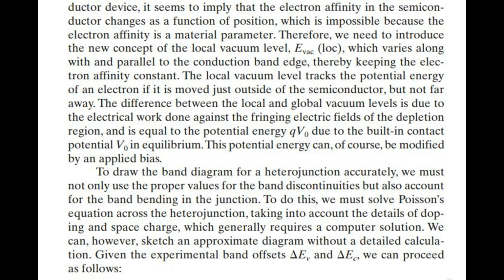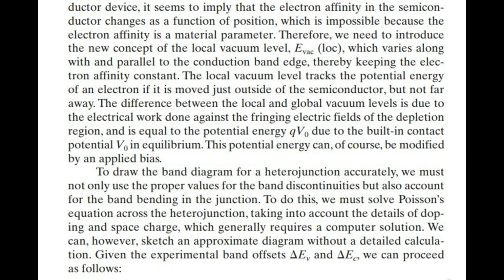This potential energy can, of course, be modified by an applied bias. To draw the band diagram for a heterojunction accurately, we must not only use the proper values for the band discontinuities but also account for the band bending in the junction. To do this, we must solve Poisson's equation across the heterojunction, taking into account the details of doping and space charge, which generally requires a computer solution. We can, however, sketch an approximate diagram without a detailed calculation.